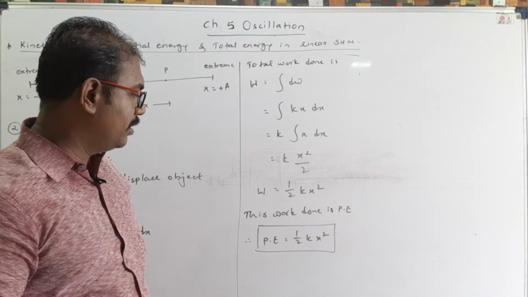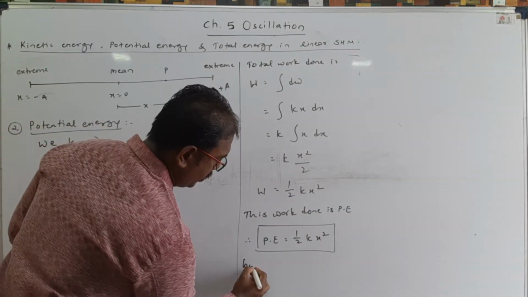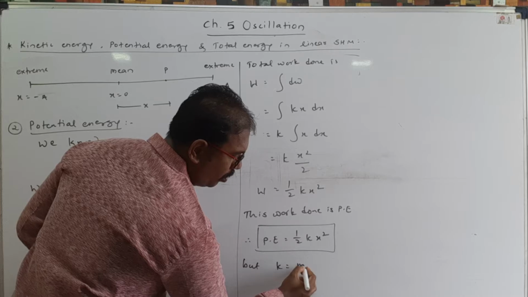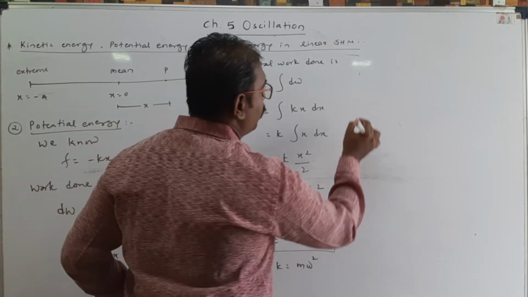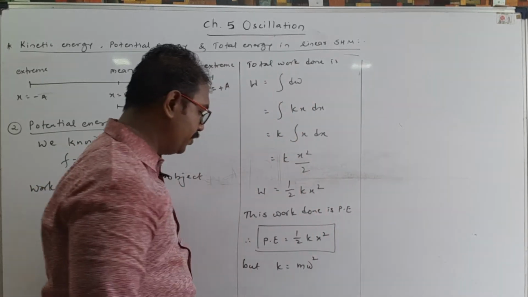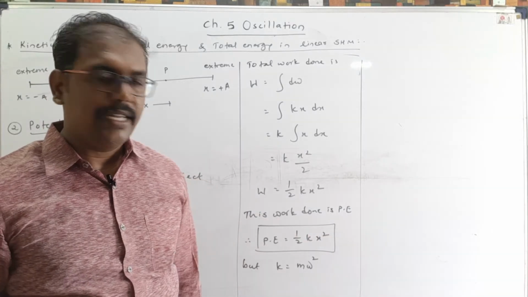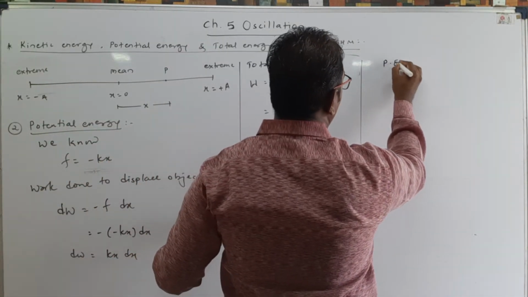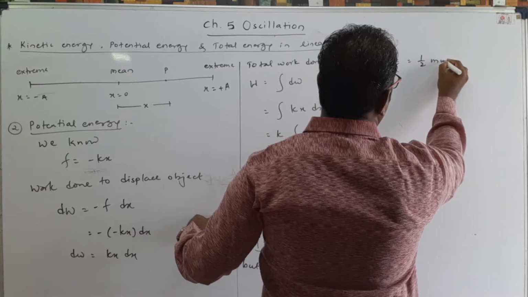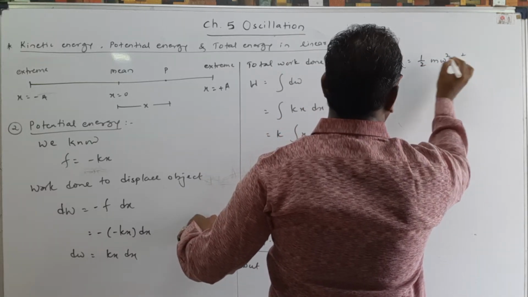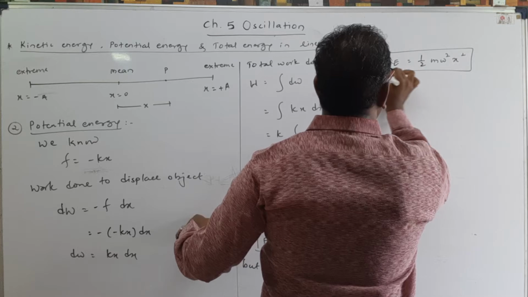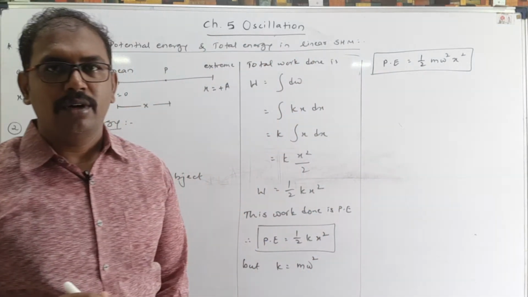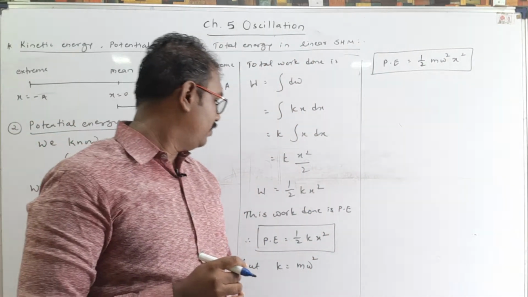Also, we just learned a formula, k is equal to m omega square. This formula you know. Now let us substitute k as m omega square. Then we get potential energy is equal to 1 by 2 m omega square x square. This is also an expression for potential energy.